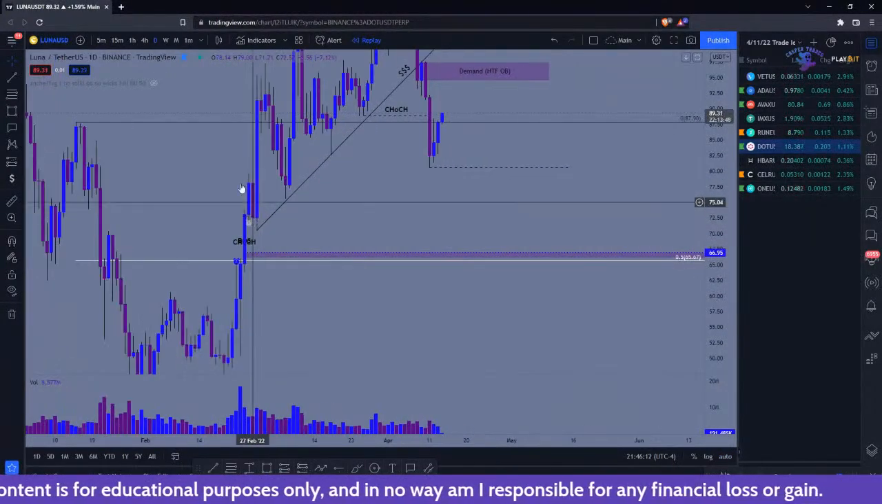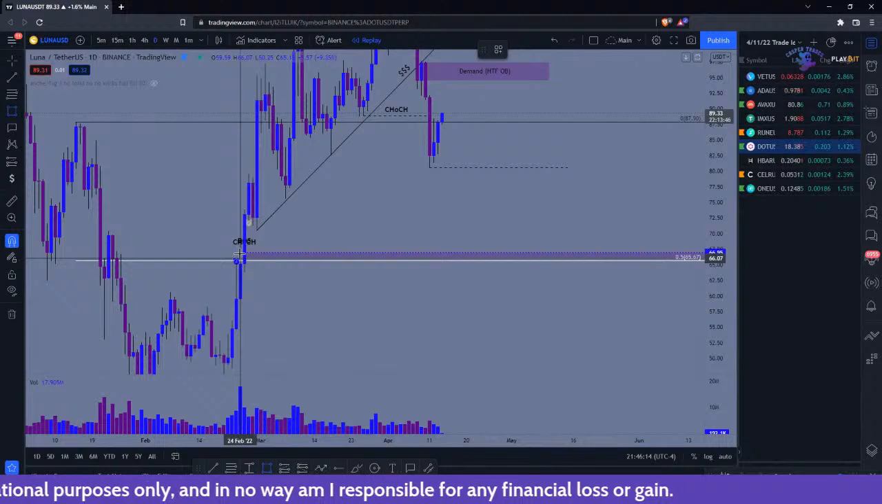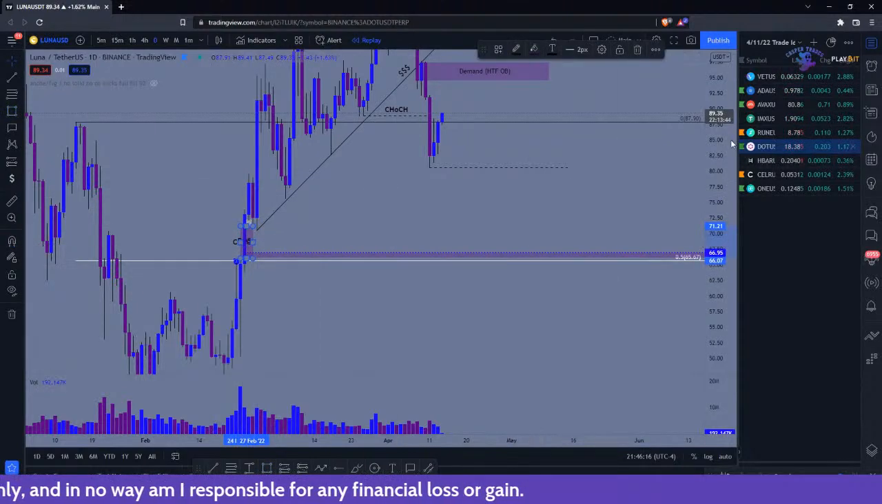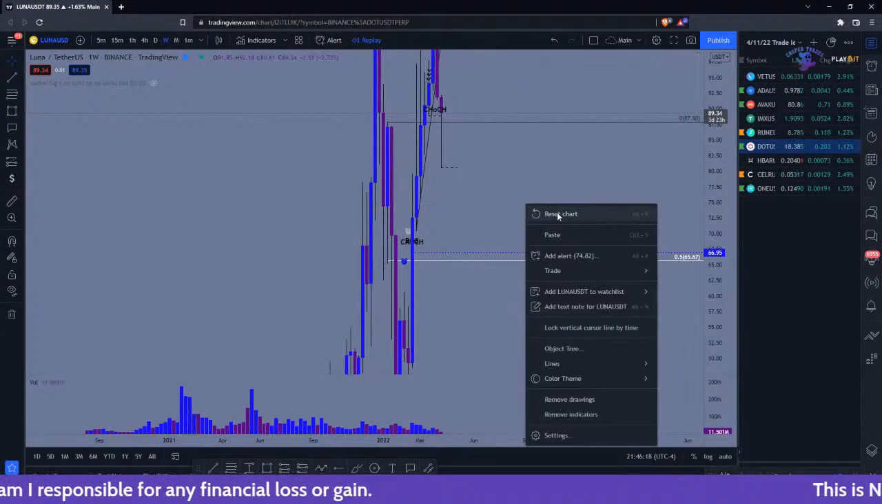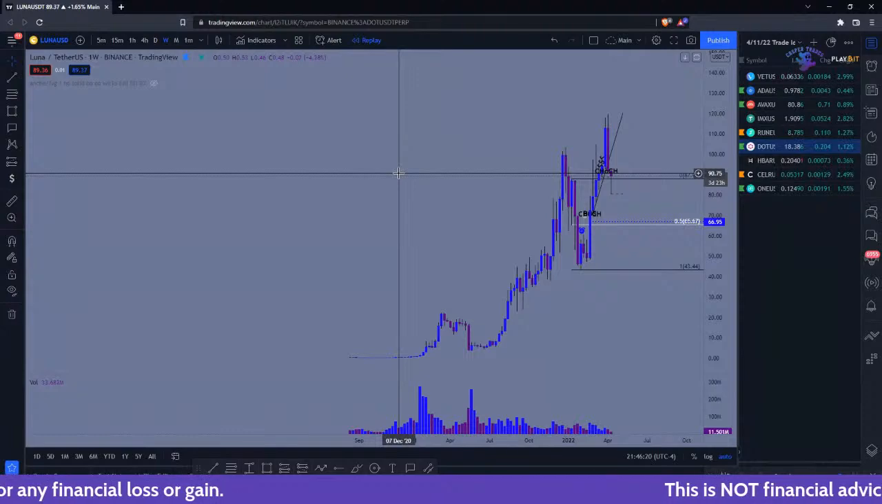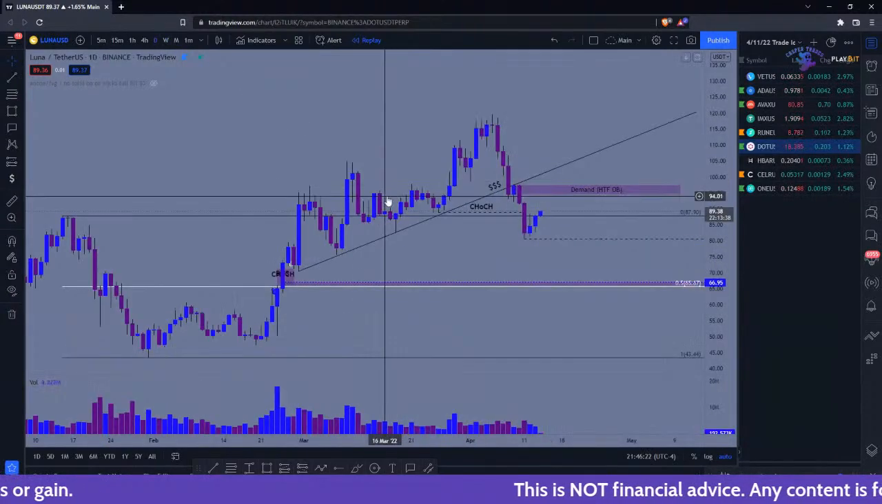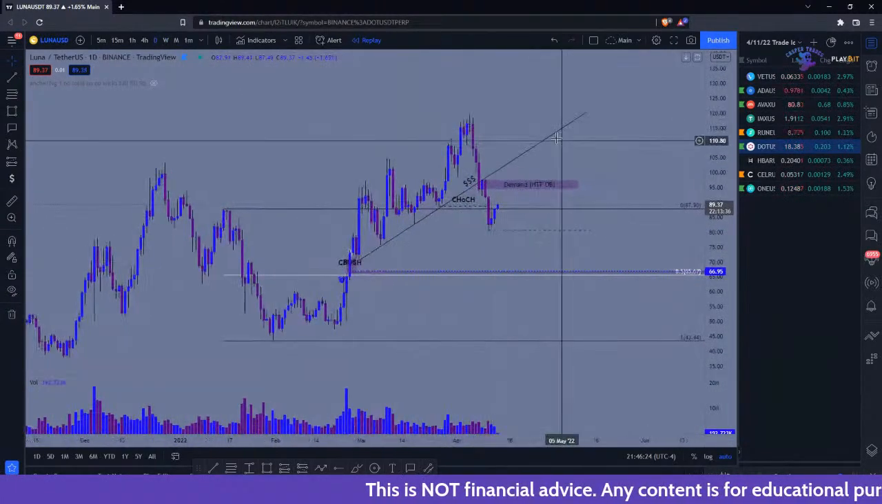I just want Luna cheap. I really do, because I want to build a bag up in it, and I don't want to buy Luna. Like, I'm sorry, it's hard for me to buy that. It just is. So here we've violated this trend line liquidity.